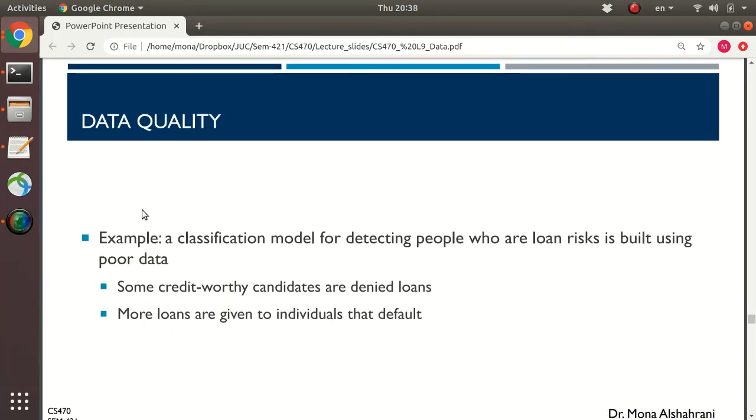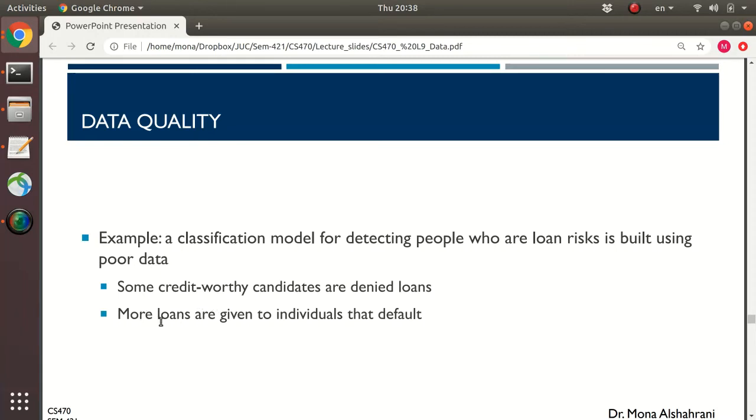Before that, we can see an example of how such poor, unclean, or unprocessed data can affect a classification model. For example, let's say we have a classification model for detecting people who are loan risks, and that model is built using poor data. Such a model would actually make some creditworthy candidates be denied loans because it's built on poor data that is incomplete, has missing information, and so on.